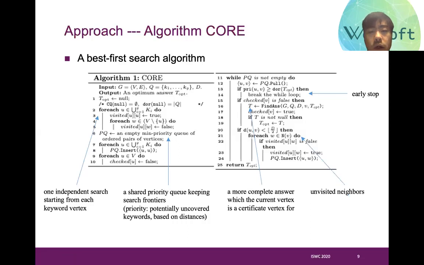The algorithm is called CORE. CORE is a best first search algorithm. So the idea is that we perform one independent search starting from each keyword vertex. Suppose that we have 5 keywords, and each keyword is mapped to 10 vertices in the graph. Then we have 50 unique keyword vertices that are mapped from keywords in the query. Then we will run 50 independent searches.